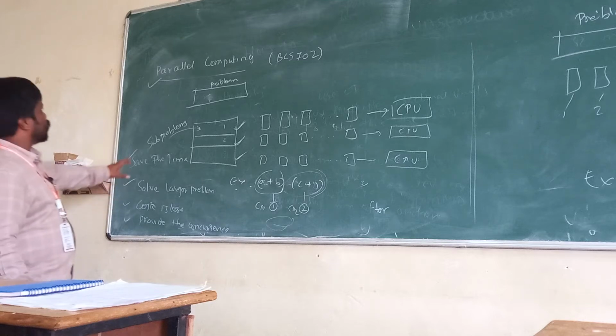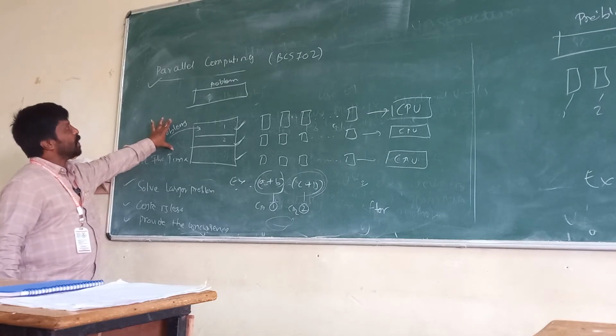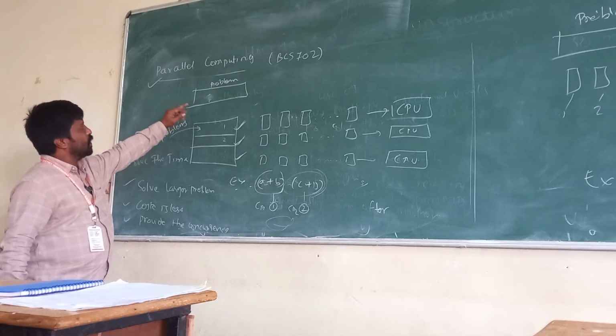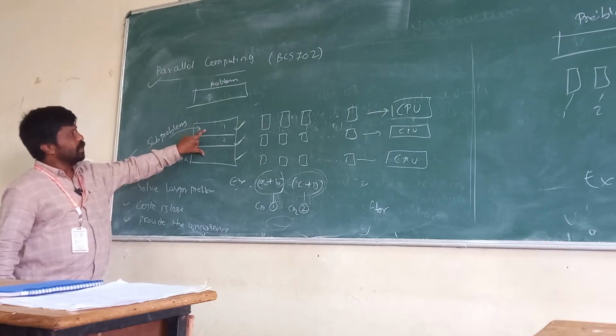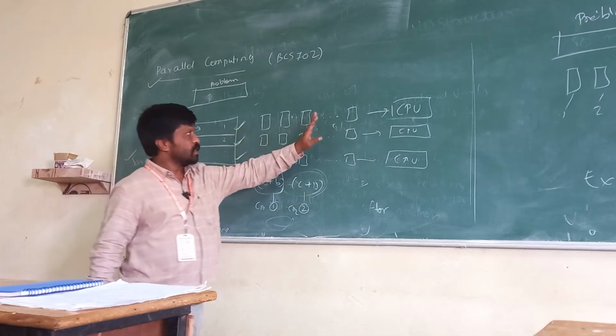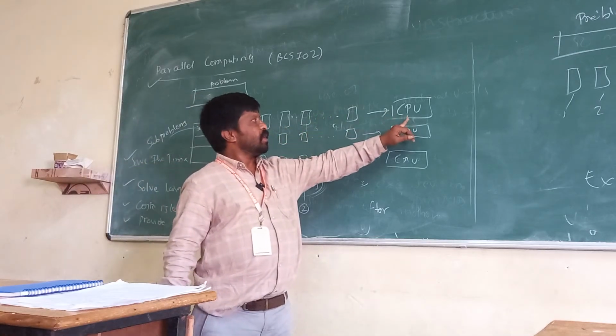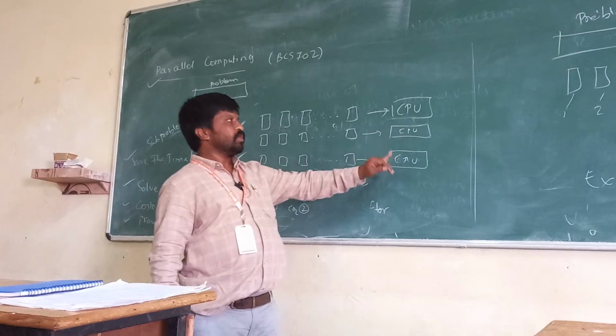Just copy this figure also, okay? Write the parallel computing. This problem is divided into sub problems or subunits. These subunits are again solved with a number of instructions. These instructions are executed on separate processors, separate CPUs: CPU1, CPU2, CPU3.